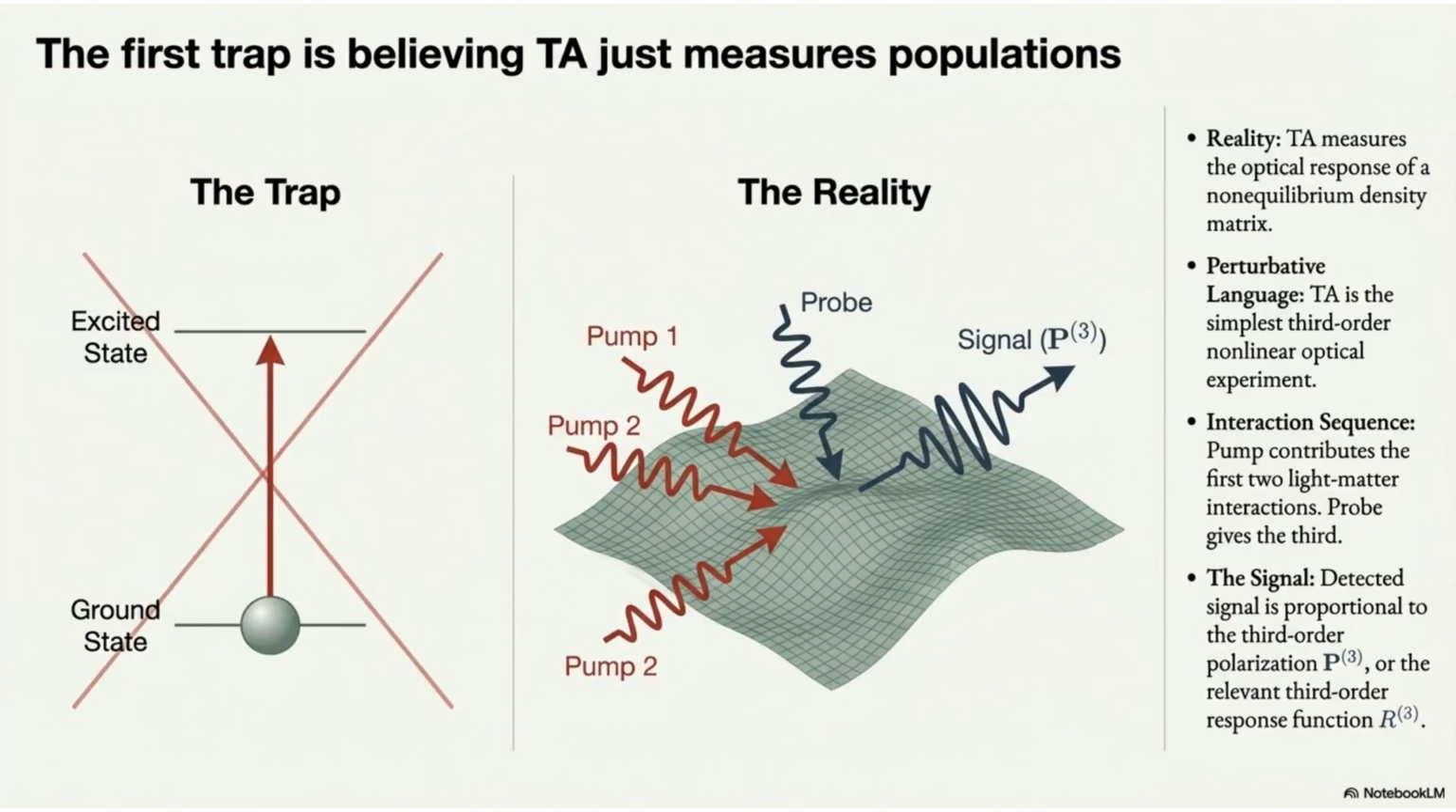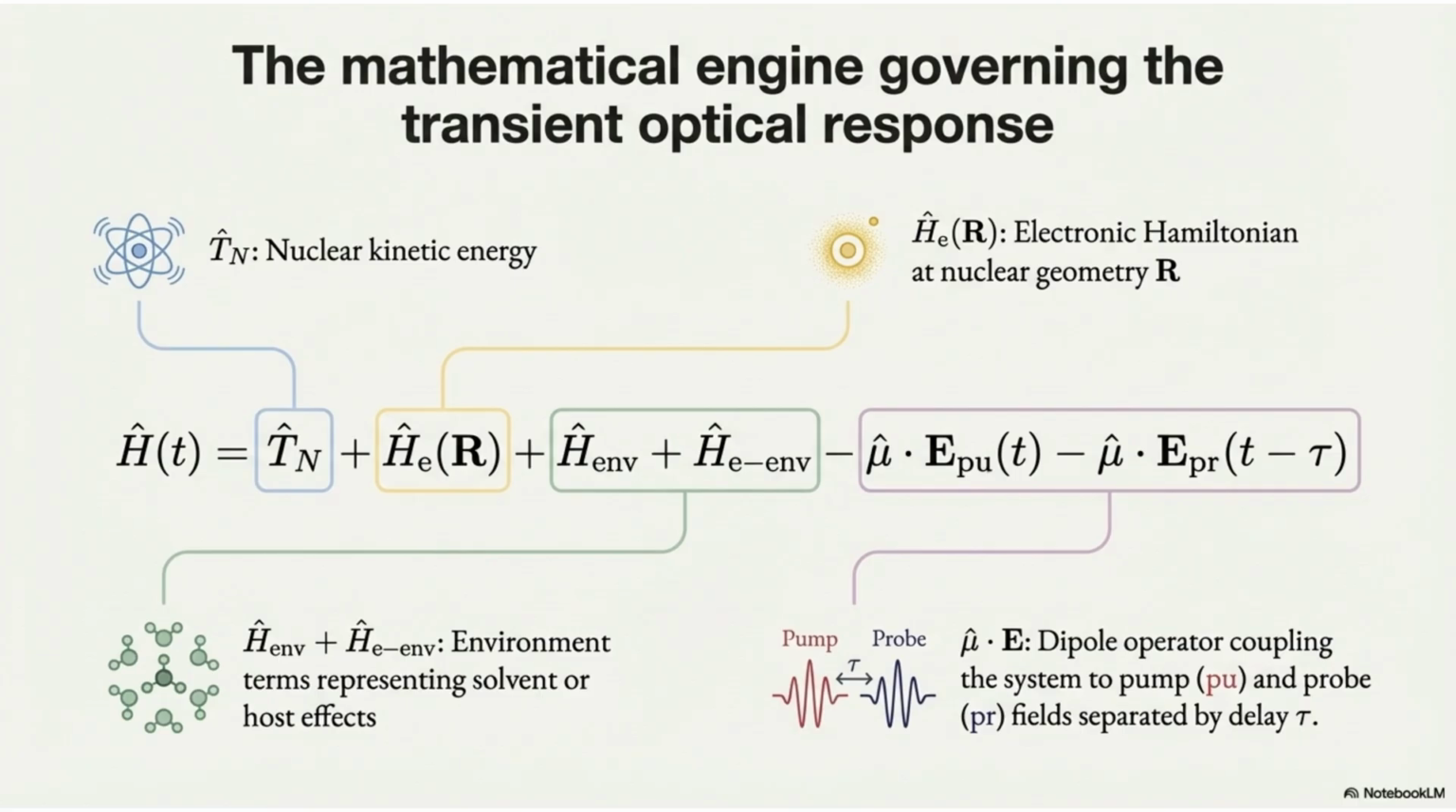A common misconception is that TA only measures populations. In reality, TA measures the optical response of a non-equilibrium density matrix. The detected signal is proportional to the third-order polarization P3. The transient optical response is governed by this mathematical engine, which includes the nuclear kinetic energy, the electronic Hamiltonian, environment terms, and the coupling of the system to the pump and probe fields.